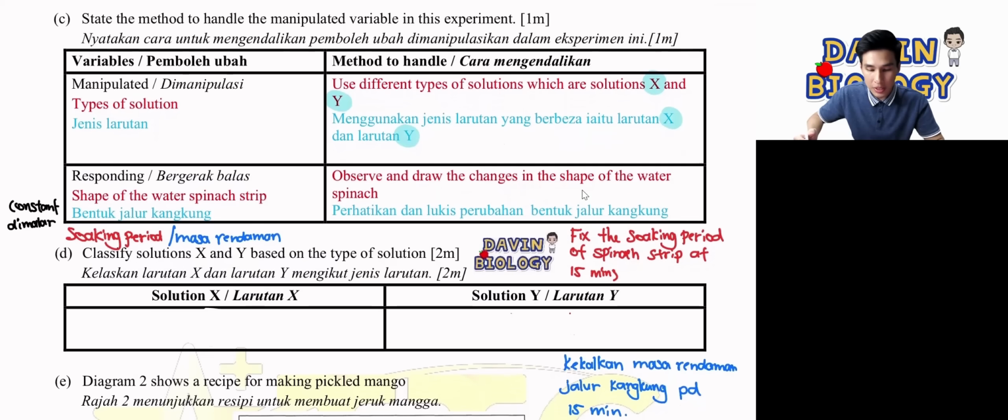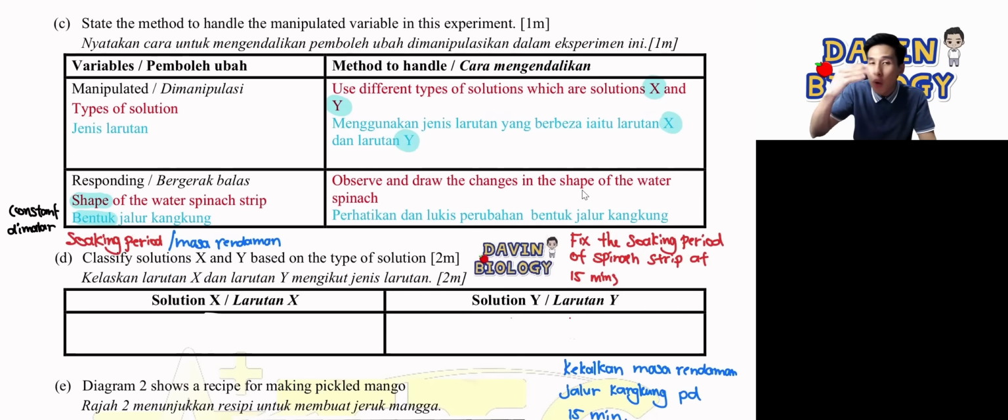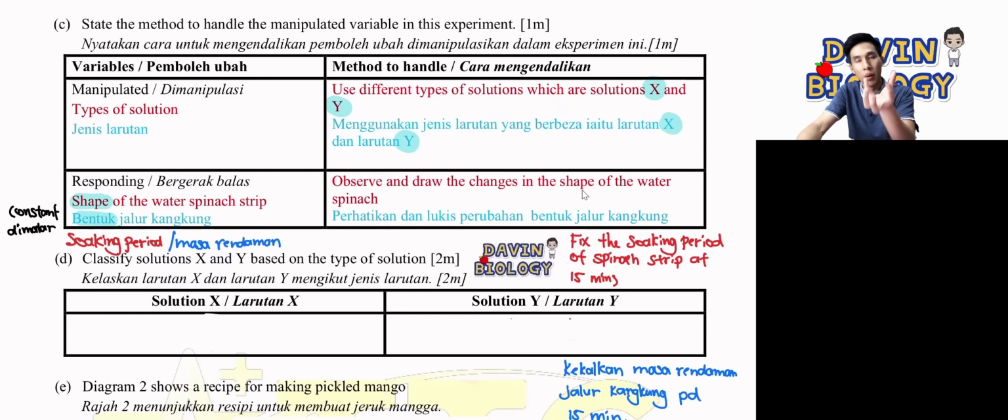Then the responding variable is what happened to your spinach. Basically, it's the shape of your spinach strip, or the bentuk of your kangkung. Depending on the experiment, some of you might have potato, so you just write shape of potato strip, bentuk ubi kentang. For how to handle, in most experiments we need to write measure and record, you measure the length, you record the length. But this one has nothing to measure, nothing to record. So you basically observe and draw the changes of the spinach, perhatikan dan lukis, look and draw. Draw the shape of the spinach. That's what you need to write in your procedure later.